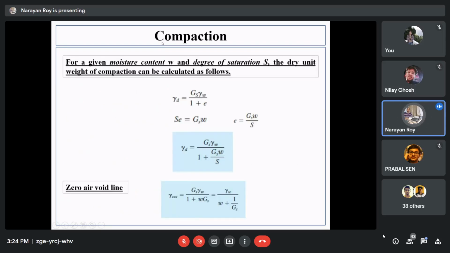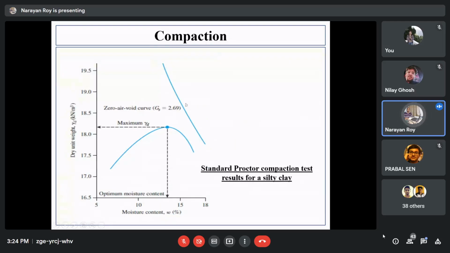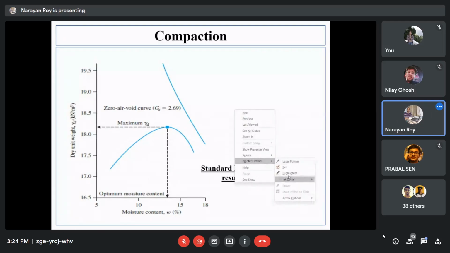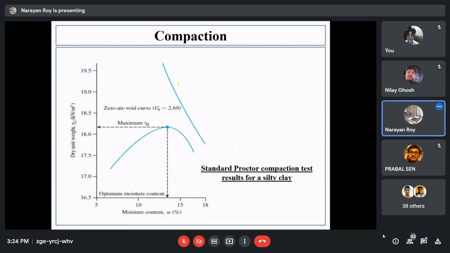Now here, if you closely observe this curve, you can see there is another graph. It is like this. This is called the zero air void curve. We have to form this zero air void curve also. So let's see how to form this curve. So far we have understood how to form this compaction curve, but we don't know yet how to generate this zero air void line.